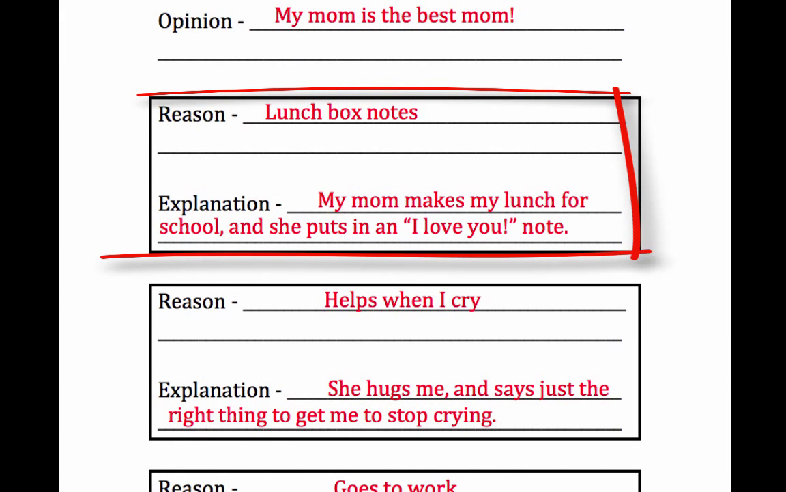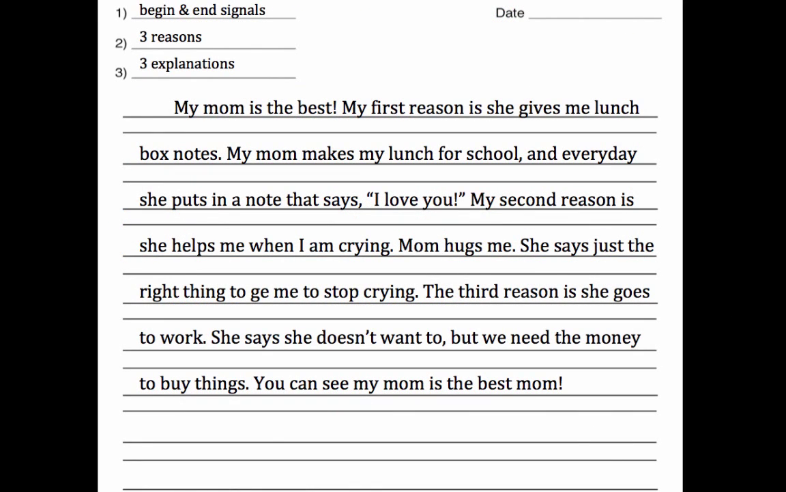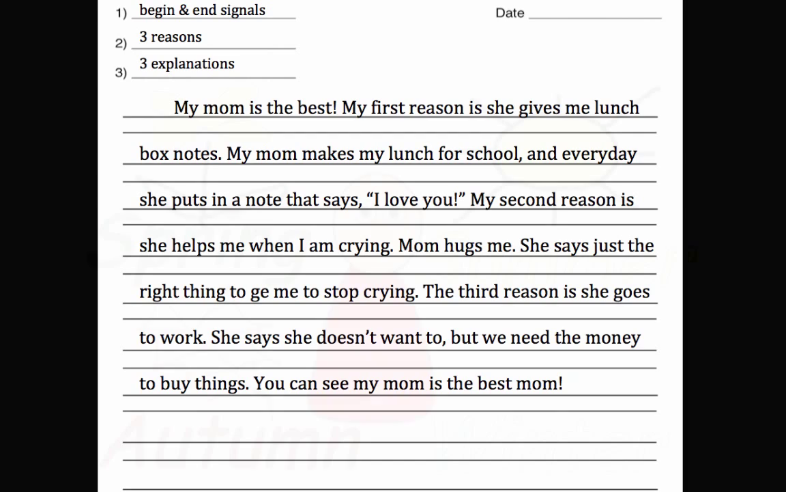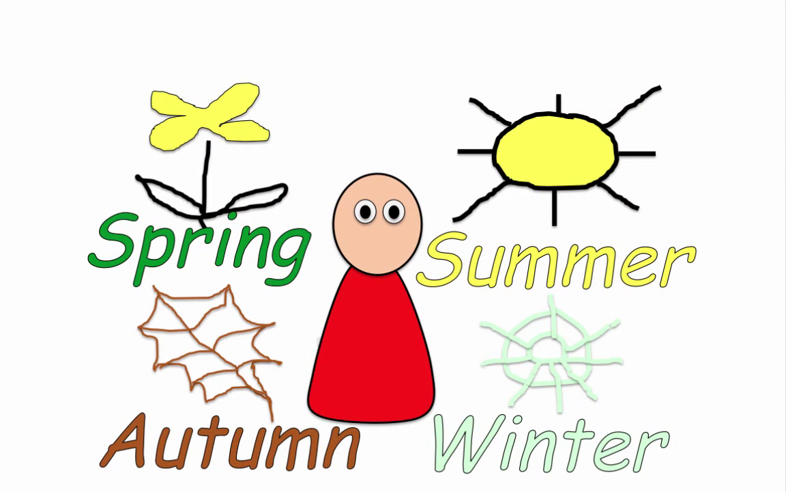Every reason is paired with an explanation. The explanation says the same thing as the reason, but they use different words. This is what you did with your My Mom is Best piece. Today you're going to organize a new writing in the same way.